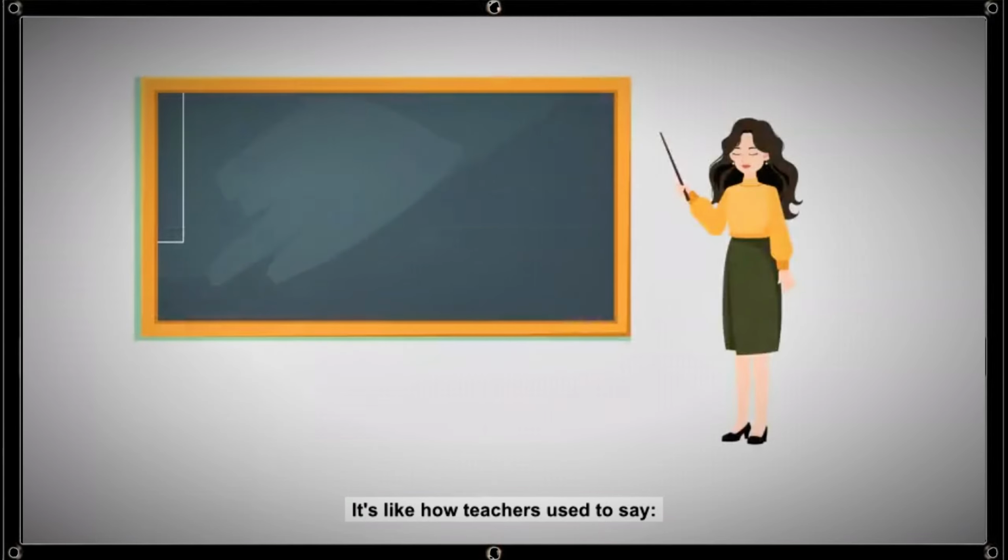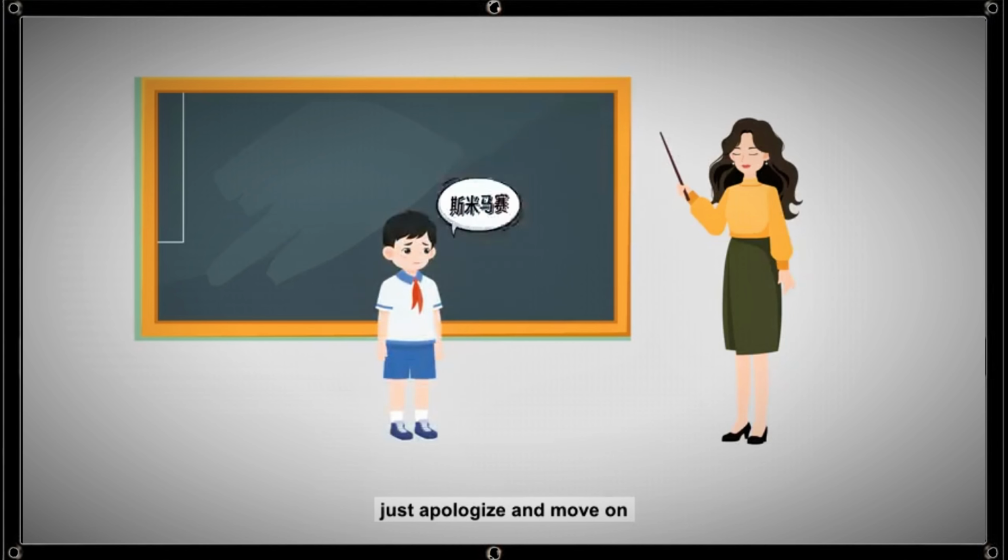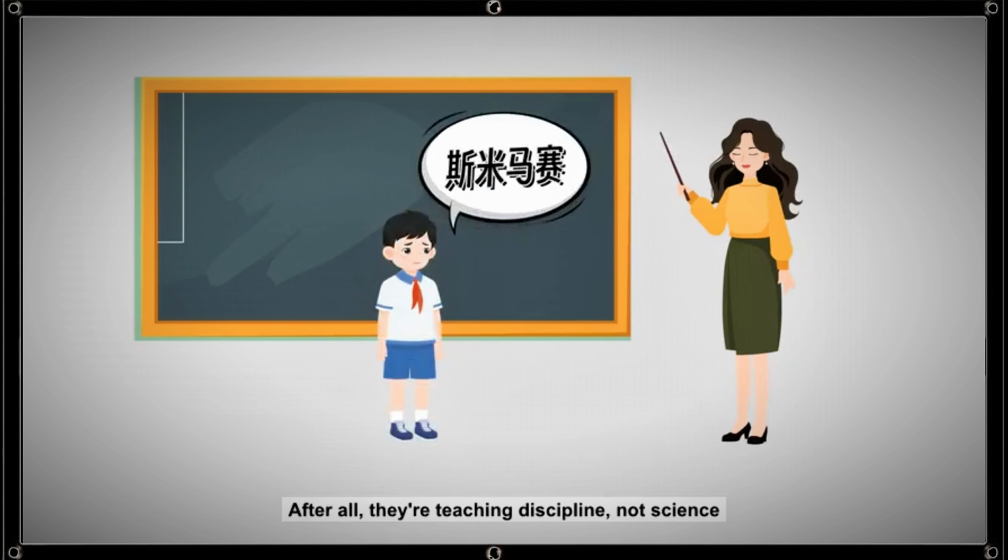It's like how teachers used to say, if one student talks for a minute, you've wasted 45 minutes for 45 classmates. That's an entire class period gone. This is a classic case of misdirection. One student talking for a minute still only wastes 1 minute for 45 classmates. Even 10,000 classmates, still just 1 minute. Not even divine intervention changes that fact. Of course, when your teacher says this, just apologize and move on. After all, they're teaching discipline, not science. But it's all about human relationships and worldly wisdom.